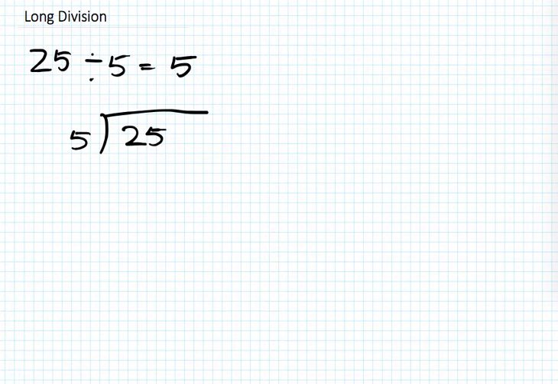So the number that you want to divide, for example 25, will go here and 5 here, and you write your answer on top. So what's 25 divided by 5? 5. Okay, let's do another example. What's 81 divided by 9? You say your 9 times table until you get to 81. So 9 times 9 is 81.